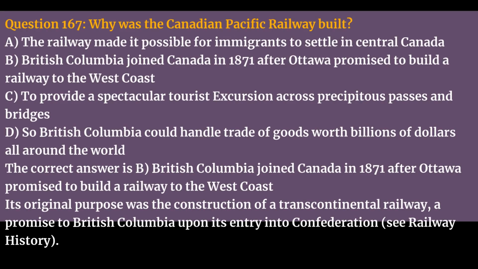Question 167. Why was the Canadian Pacific Railway built? A. The railway made it possible for immigrants to settle in central Canada. B. British Columbia joined Canada in 1871 after Ottawa promised to build a railway to the West Coast. C. To provide a spectacular tourist excursion across precipitous passes and bridges. D. So British Columbia could handle trade of goods worth billions of dollars all around the world. The correct answer is B. British Columbia joined Canada in 1871 after Ottawa promised to build a railway to the West Coast.